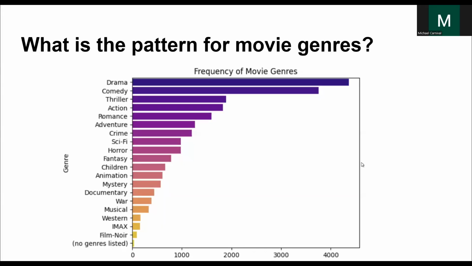What is the pattern for movie genre? Here we have the graph displaying the top genre by count, and drama is the most frequent genre in this graph, followed by comedy around 3,500. IMAX and film noir are the least frequent genre.